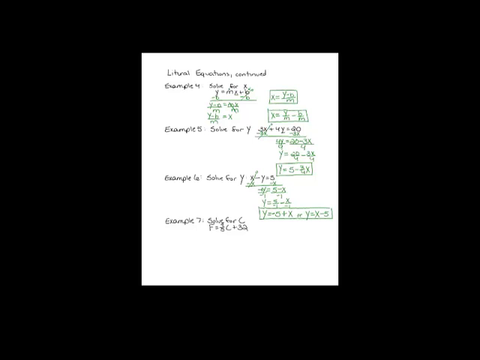For this last one, example 7, we're asked to solve for c. We have f equals 9/5 c plus 32. To solve for c, we first want to get rid of the 32, so we're going to subtract it off. So we have, on the left, f minus 32 equals 9/5 c. 32's cancel, leave us with 0.